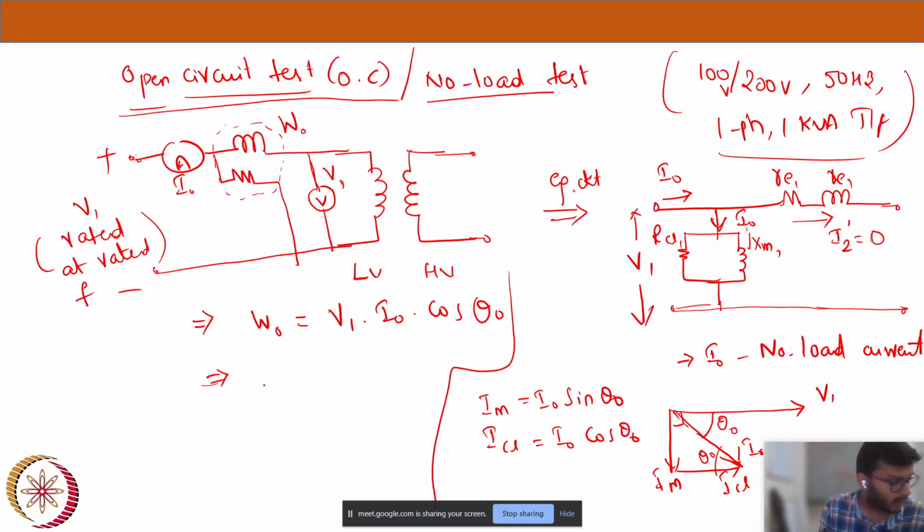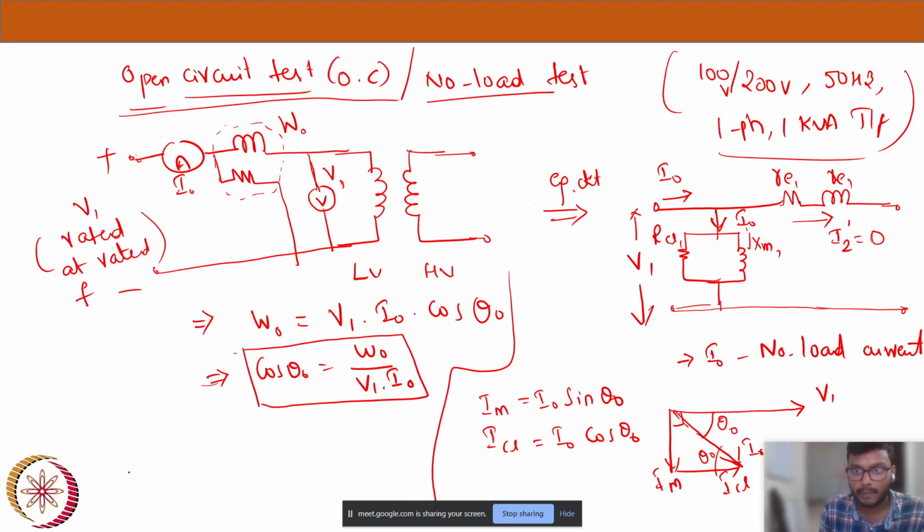Now from this, I need to calculate theta naught, right? Because all the rest of the values we know. What is the wattmeter reading? We know. What is the voltmeter reading, and I naught we know. But we need to calculate theta naught. So how can we get theta naught? Cos theta naught equals the wattmeter reading divided by V1 times I naught. So from here I got theta naught.